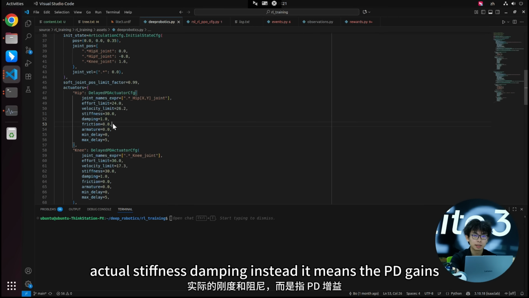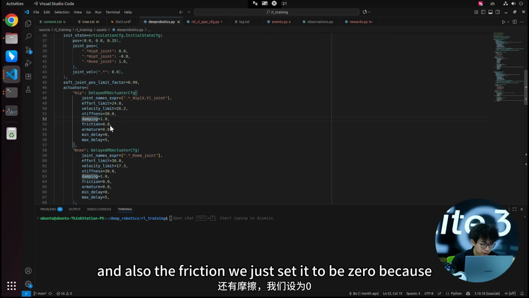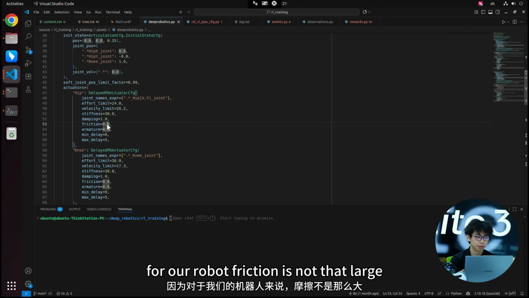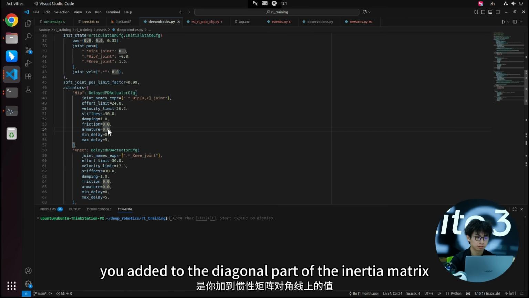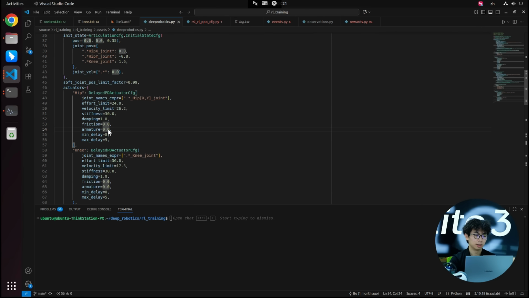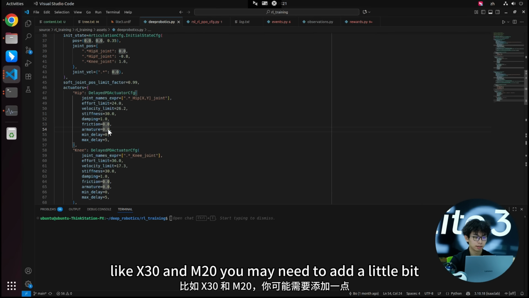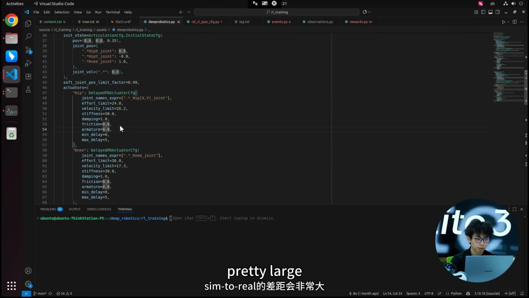Instead, it means the PD gains. Stiffness is the P and damping is the D. And also the friction, we just set it to be 0, because for our robot, friction is not that large. And armature is the value you add to the diagonal part of the inertia matrix. Our motor is very small, you don't need to do that. But if you have a bigger motor, like our other products X30, M20, you may need to add a little bit, because if you set it to be 0, the sim-to-real gap is going to be pretty large.